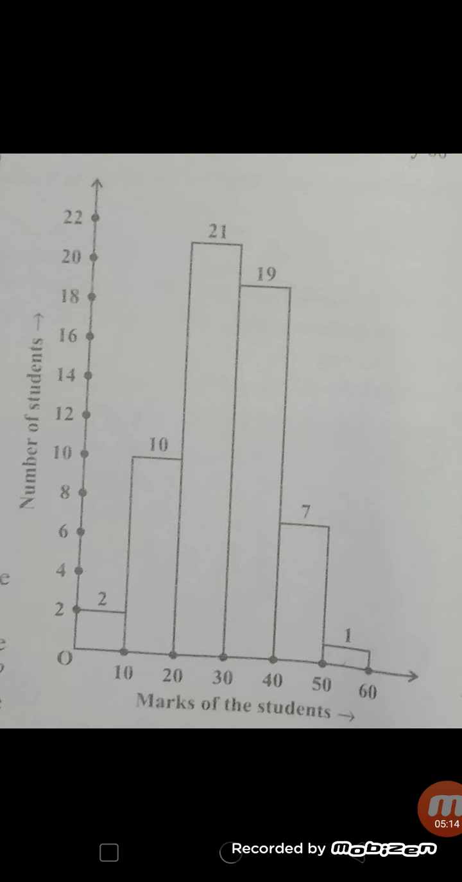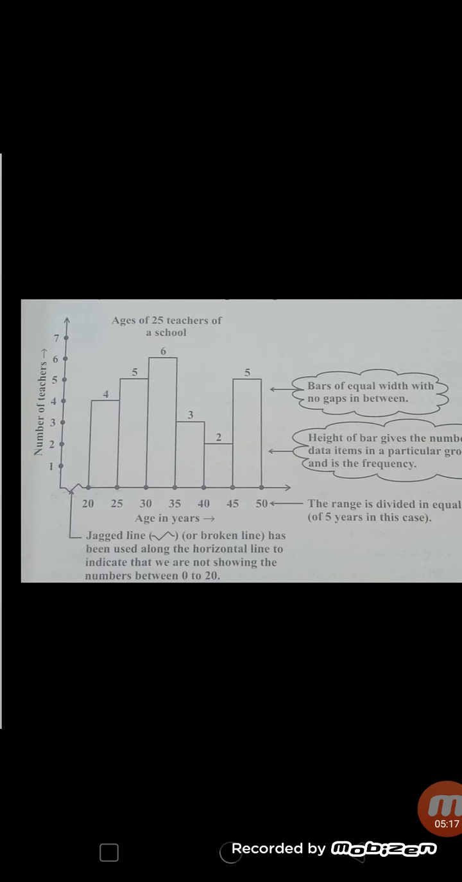Now one more thing you have to observe, please look at it carefully. This is another histogram in which the horizontal axis shows age in years, and the vertical axis shows the number of teachers. You can see that data is given from 20 to 25, 25 to 30, 30 to 35, 35 to 40, 40 to 45, 45 to 50. It means that ages of teachers are given from more than 20 years. So for 0 to 20 there is no information.